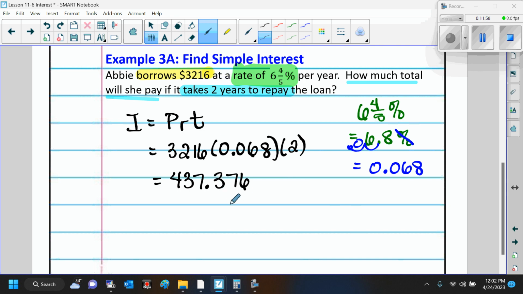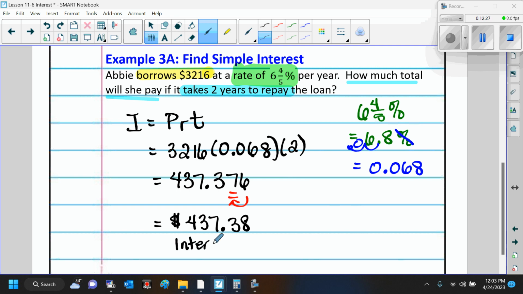Now, because the principal is just 3,216 and no decimals in there, I'm going to go ahead and round here. Is everybody okay with that? So, rounding to the nearest cent, what does that tell us to do? Very good. So this is going to be $437.38. What is that we just solved for? The simple interest. That is the interest. Very good.